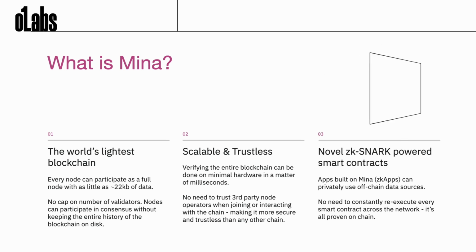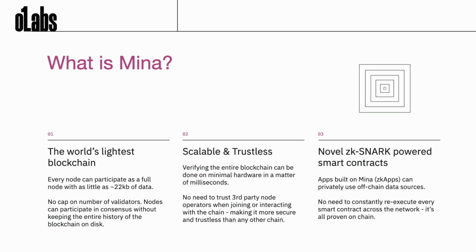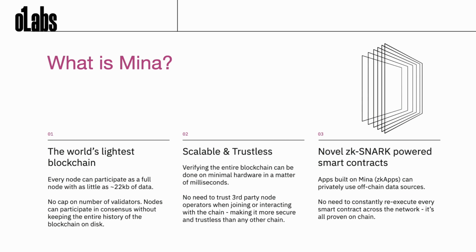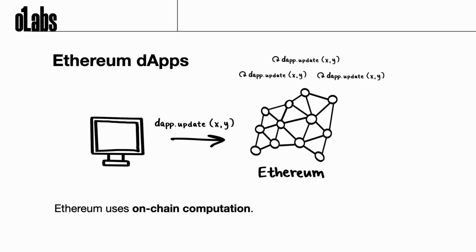In addition to that, we do have something called ZK apps, which is our quote-unquote off-chain execution layer for smart contracts, which enables you to do privacy-preserving applications on top of Mina.